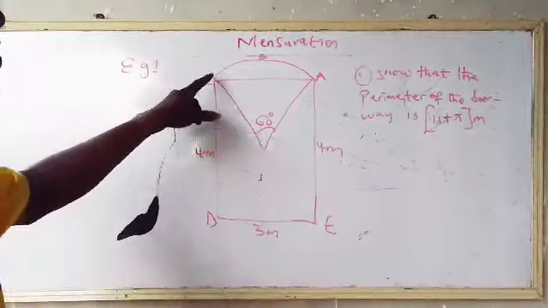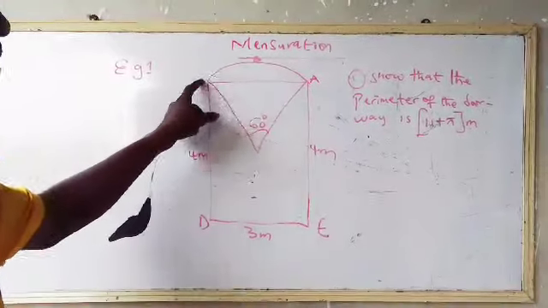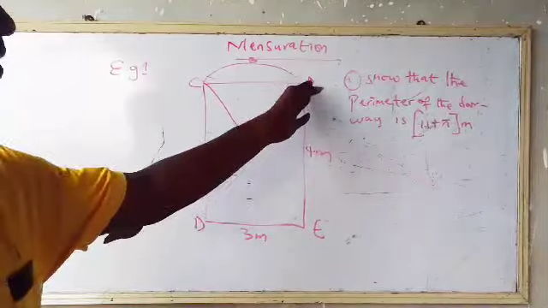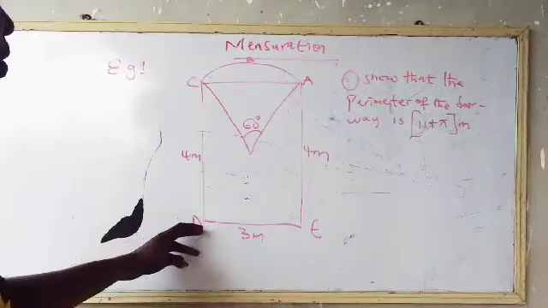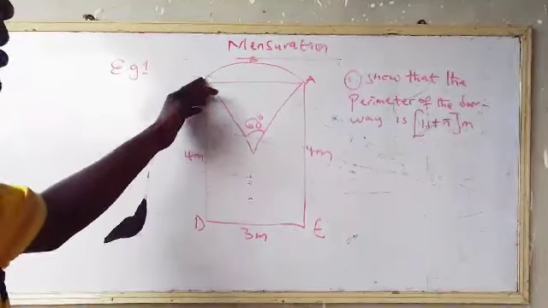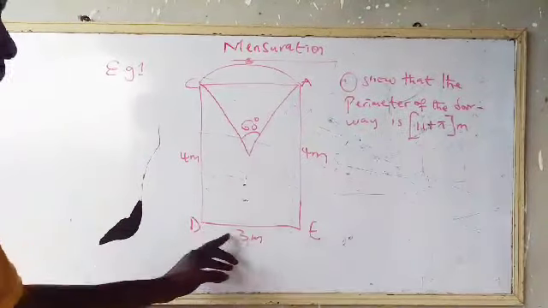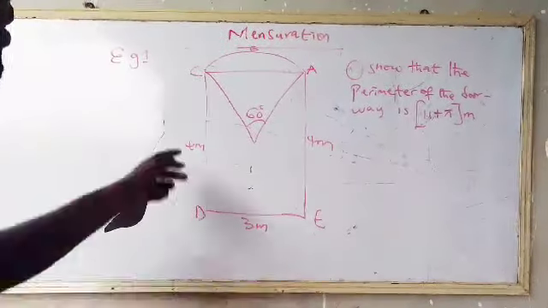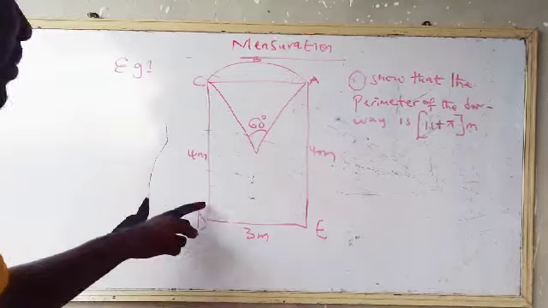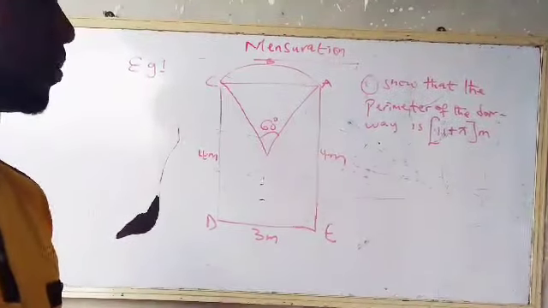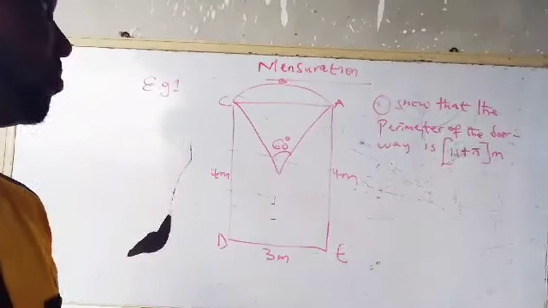Now, this is the doorway, this is the entrance of the door. So this is the doorway, and these are the sides of the door. If we are to get the perimeter of the doorway, we are going to add all the sides of the doorway put together. What this question is telling us is that if we add all these sides together, we should show that the result we are going to get is 11 plus pi meters.